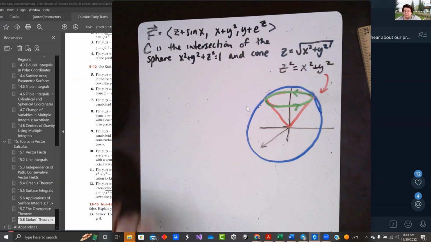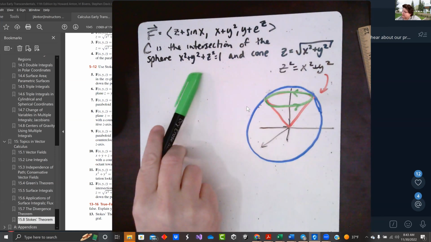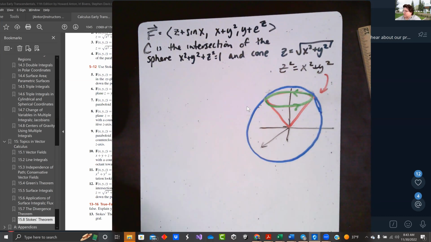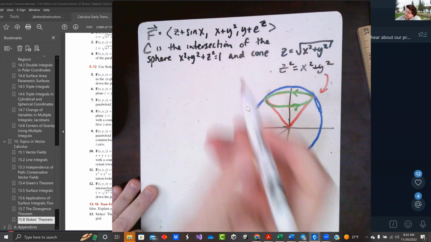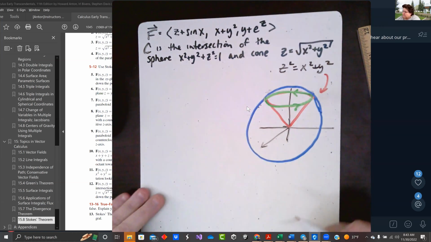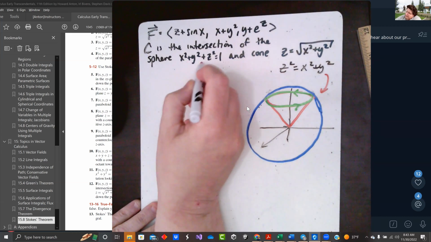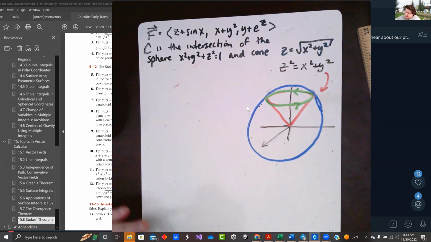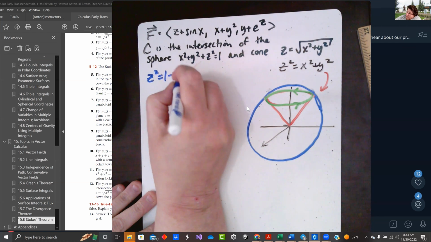Rather than writing this in terms of z, I could just use this z squared part. I could do direct substitution, but for those of you that aren't comfortable with that, this is my blue line. This z squared is 1 minus x squared minus y squared.